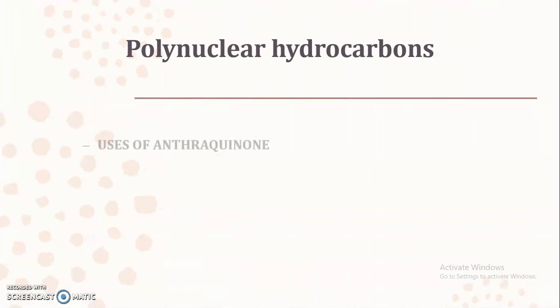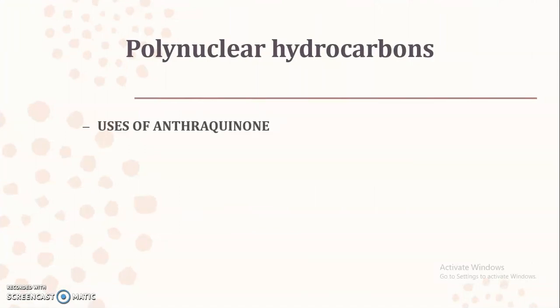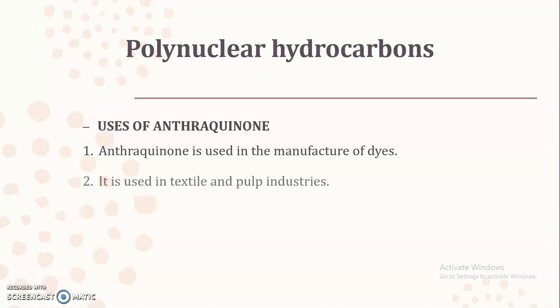Then after this, next is derivatives of anthracene. That is, the first derivative of anthracene is anthraquinone. Anthraquinone is mainly used in the manufacturing of dyes. As I said, it is the most important component of alizarin, indigotine. So they mainly consist of anthracene as a molecule. So anthraquinone is used in the manufacturing of these particular dyes.